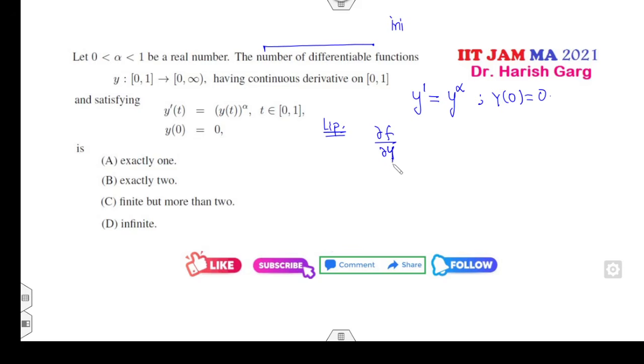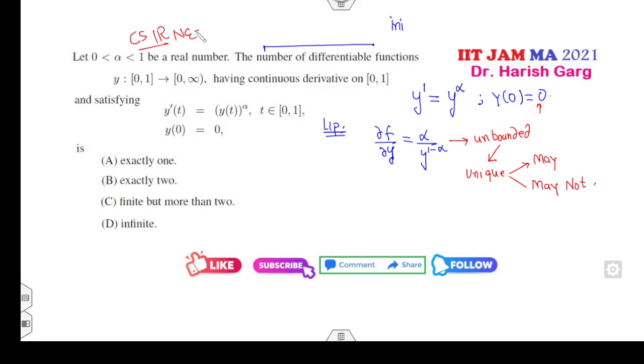What is the partial derivative with respect to y? Alpha over y^(1−alpha). At the point 0, this is unbounded. Fine. Once it's unbounded, that means a unique solution may or may not exist. बच्चों अगर आपको दिमाग में आओ, this similar question was asked in the CSIR NET 2025, recent year December 2025. स्टेटमेंट थोड़ी बदल दी गई, आप चेक कर लो. तो अगर यूनिक सोल्यूशन may or may not exist है तो कैसे निकालते हो आप?